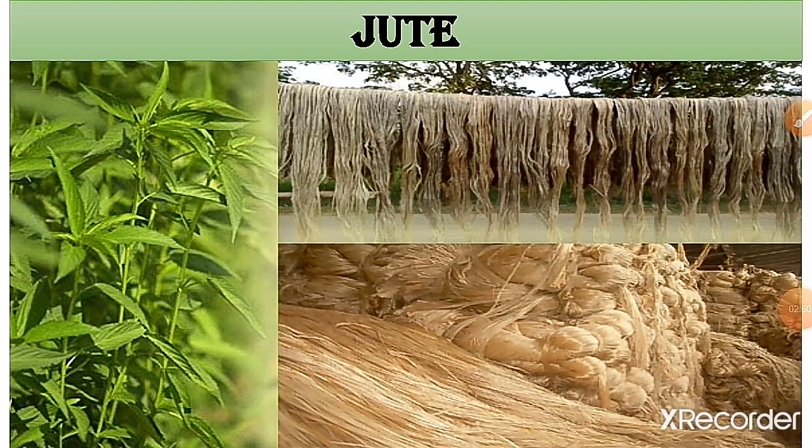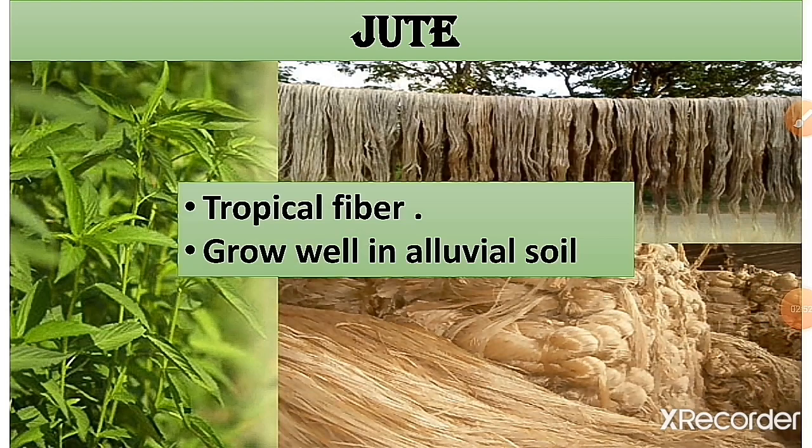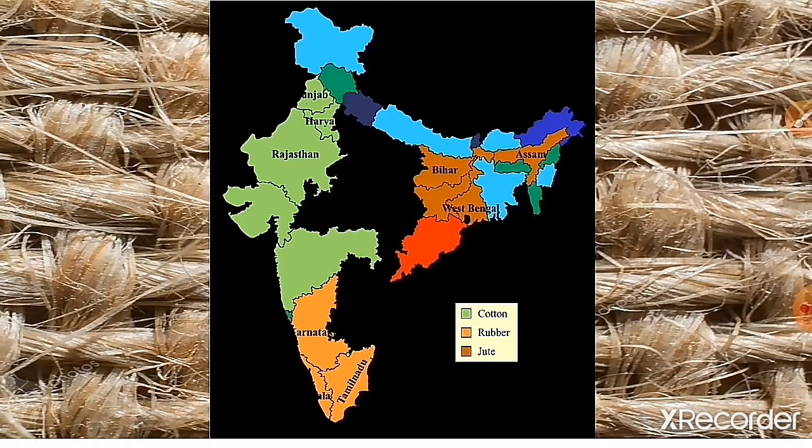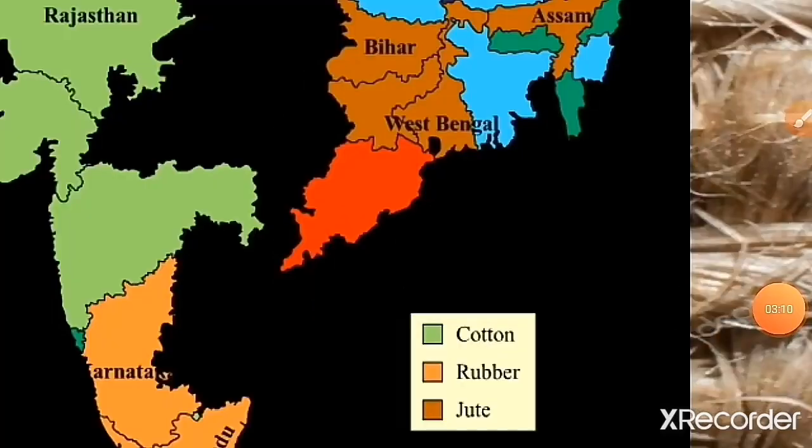Next, jute. It is a tropical fiber crop. It grows well in the alluvial soil. It is also called golden fiber. It is used for manufacturing of bags, carpet, ropes, string, rugs, cloths, etc. So, West Bengal is the leading producing state of jute. The other cultivators of jute are Bihar, Assam and Meghalaya.